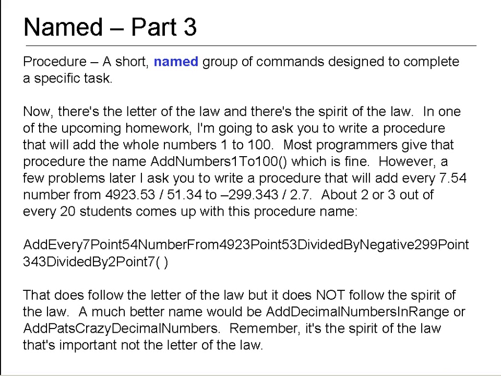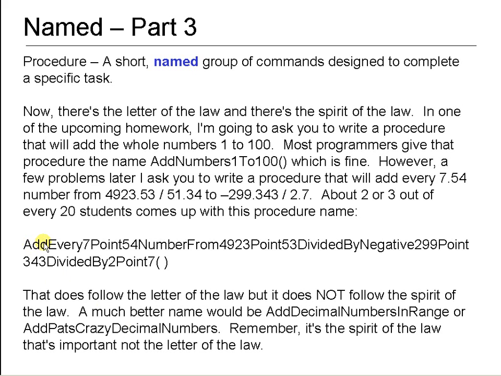Now, most programmers give the procedure the name add numbers 1 to 100. The open and closed paren means it's a procedure, not a variable. And that name is fine. However, a few problems later, I ask you to write a procedure that will add every 7.54 number from 4,923.53 divided by 51.34 to blah, blah, blah, blah. And about 2 or 3 out of every 20 students comes up with this procedure name. Just look at that. Wow, that's a big one.